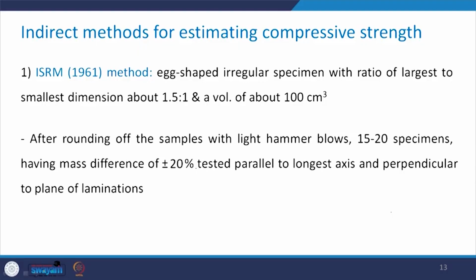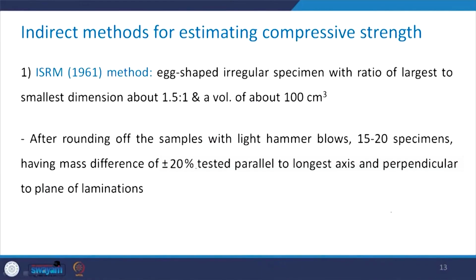The first one is named the ISRM method. Once again, ISRM is the International Society of Rock Mechanics. They proposed this method in 1961. What is done in this case is that an egg shaped irregular specimen is taken.